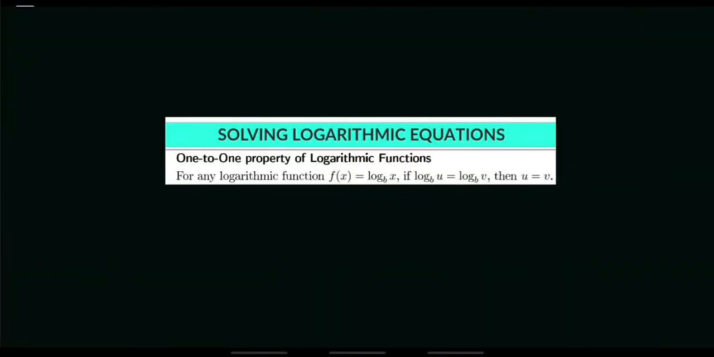Hi, good day everyone. This video is about solving logarithmic equations using our second method, and that is the one-to-one property. For any logarithmic function f of x equals logarithm of x with the base of b, if the logarithm of a number u with the base of b is equal to another logarithm of a number with the same base b, then u and v are equal. Let's emphasize this one.